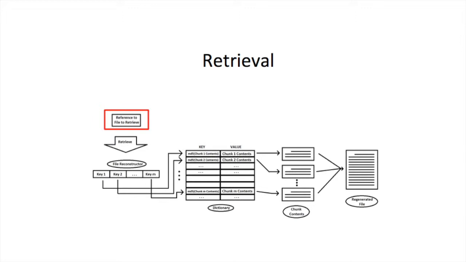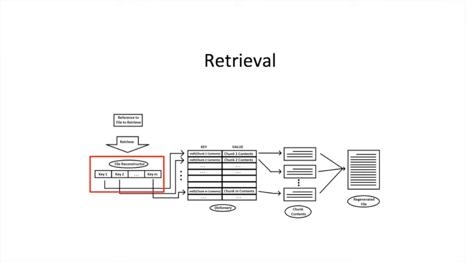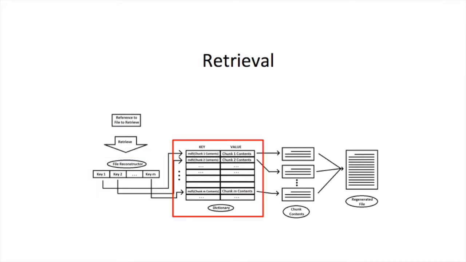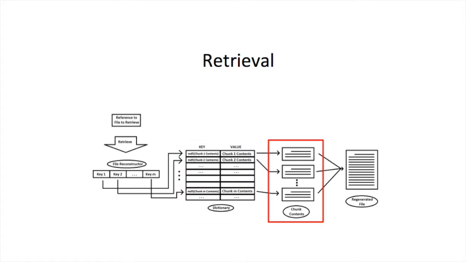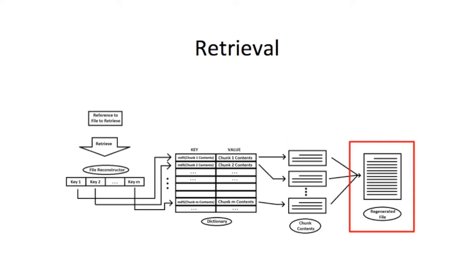Our method of file insertion actually makes file retrieval very easy. All our locker needs to do to retrieve a file is to access that file's file reconstructor array list and iterate through the keys in it. For each of those keys, we access the value in the dictionary, which is the contents of our chunks. We then take those chunks and write them in order to a file. The locker then outputs that file as a copy of the original, and our file has been retrieved.